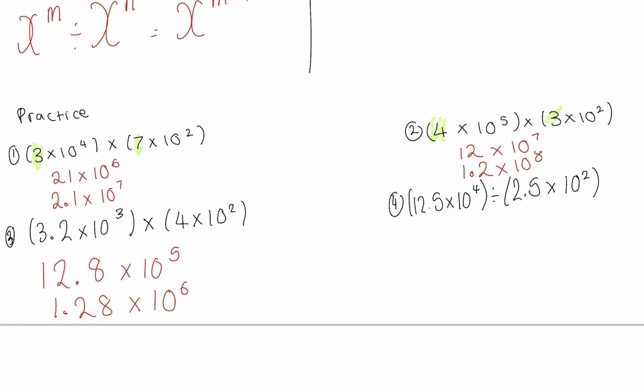So this last one then, 12.5 divided by 2.5 actually gives us 5. And then 10 to the power of 4 divided by 10 to the power of 2 leaves us with 10 to the power of 2. Now that is actually in standard form, okay? So it's between 1 and 10, so we don't need to change that.